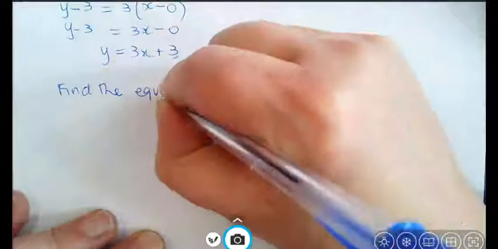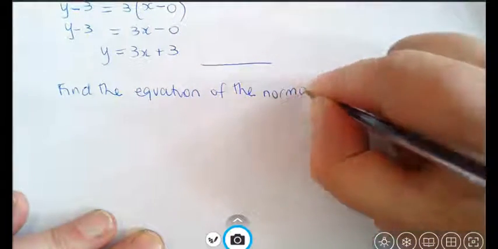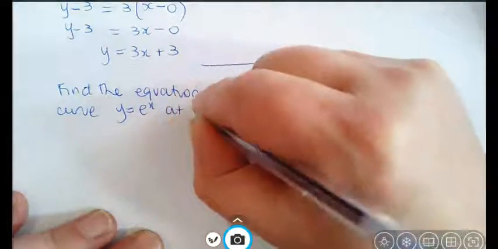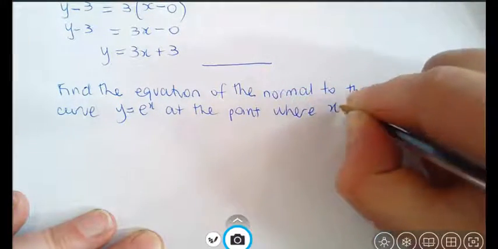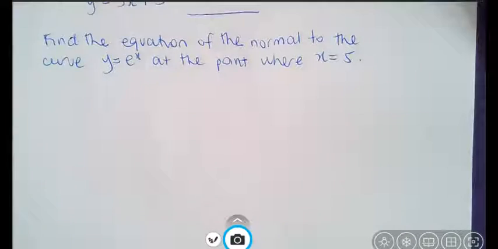The equation of the normal to the curve y equals e to the x at the point where x equals 5. Here we go. Find the equation of the normal to the curve y equals e to the power of x at the point where x equals 5.